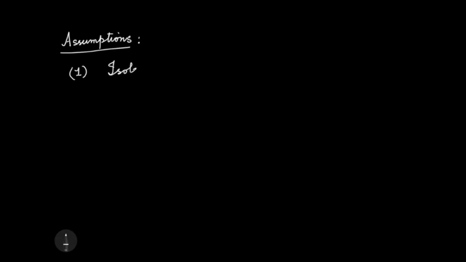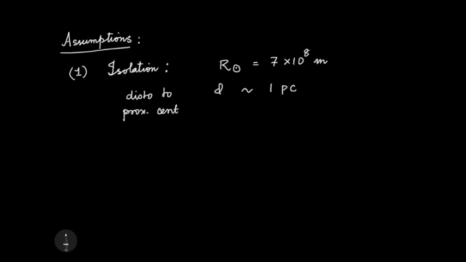First is, I call it isolation. Most of the stars are isolated. So for example, now I have to write, the radius of the sun is around 7 into 10 to the 8 meter. Now the nearest distance, to Proxima Centauri, is about 1 parsec, which from the last quiz you know is 3 into 10 to the 16 meter.